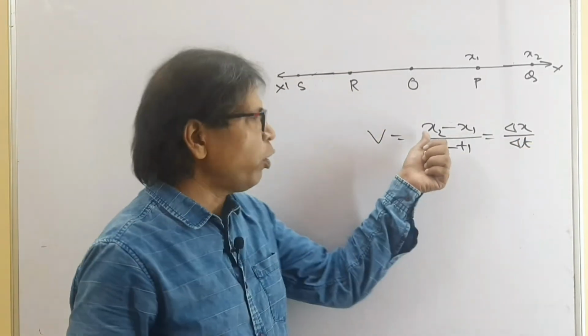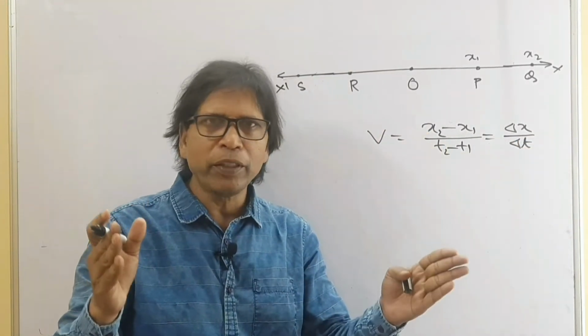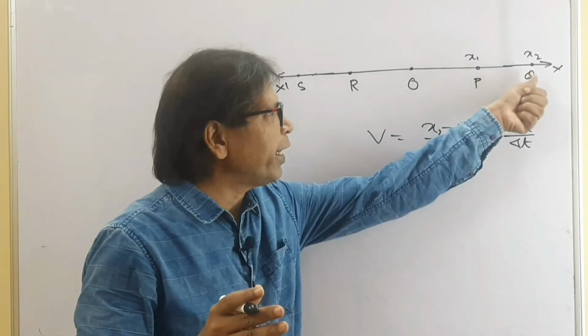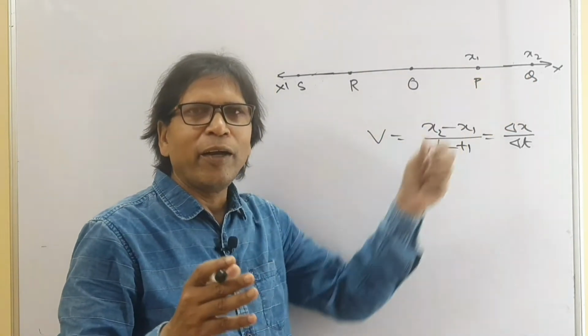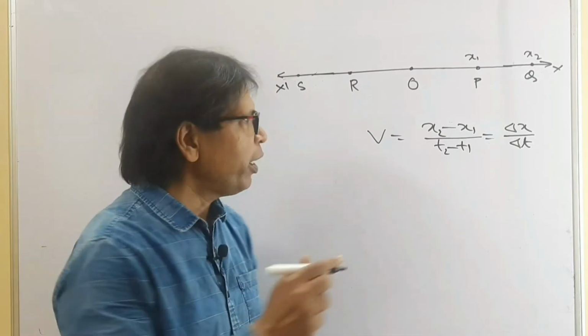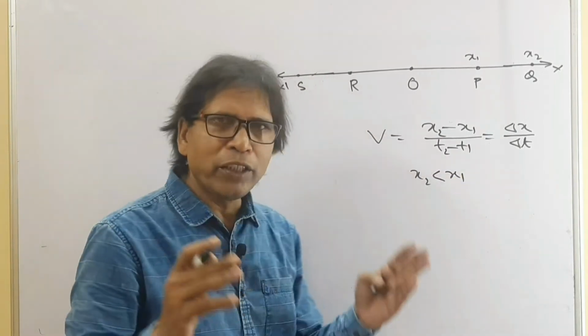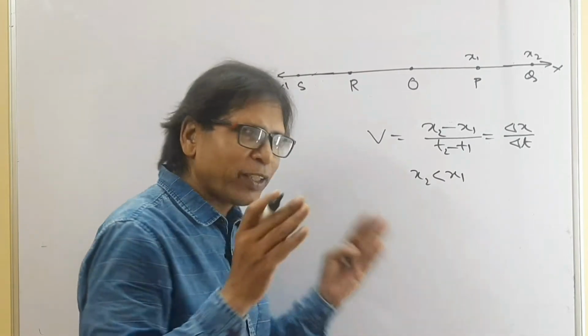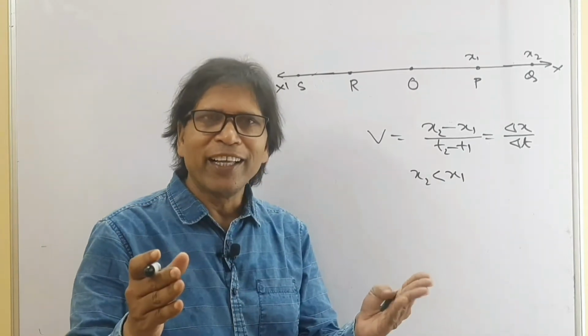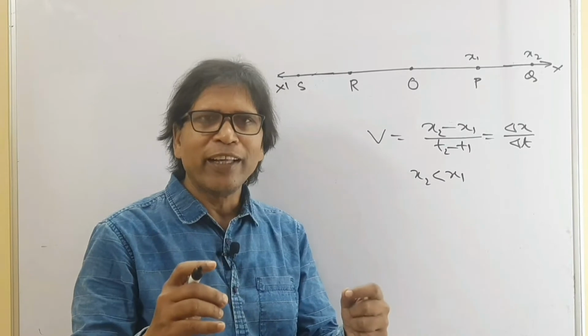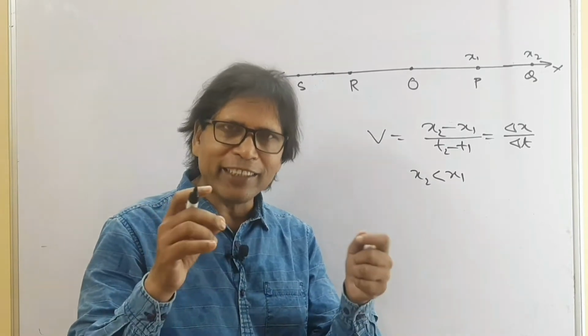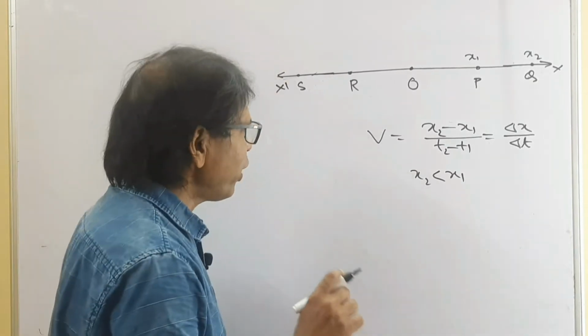Look at this, velocity may be positive if x2 is greater than x1. Velocity may be negative if x2 is less than x1. Velocity may be 0 if x2 equals x1, that is displacement is 0, that is, the particle again reaches the initial position.